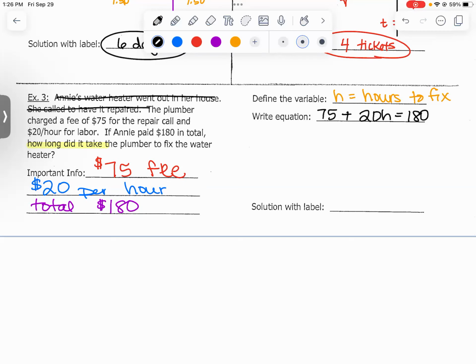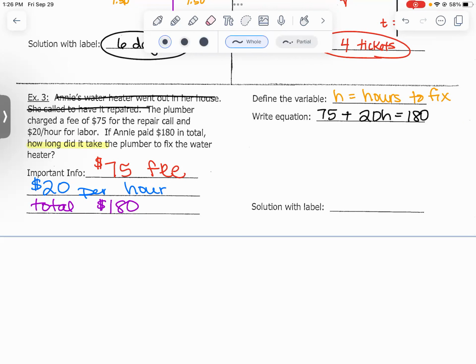But isn't this a plus 75? Okay, we're not solving it yet. We're just writing it. Okay, so if you wrote 28 plus 75 equals 180, that means the same thing.